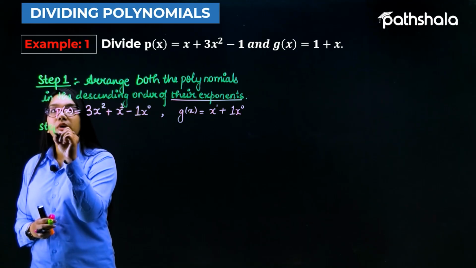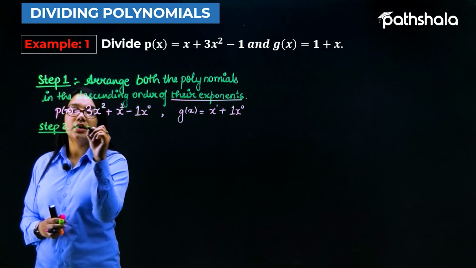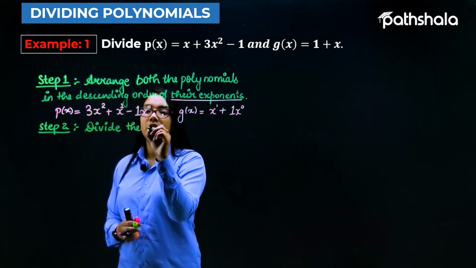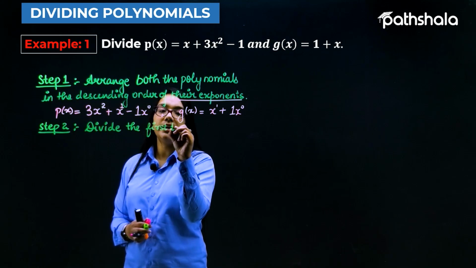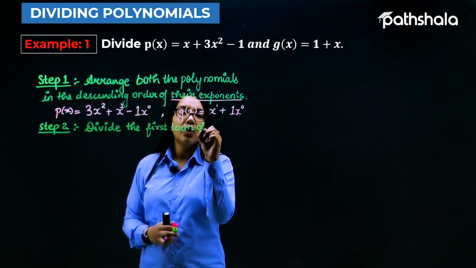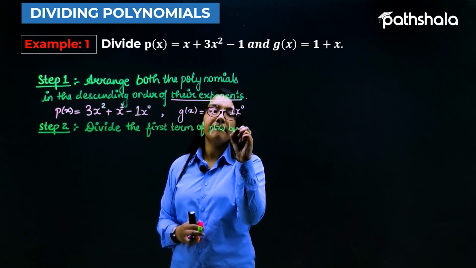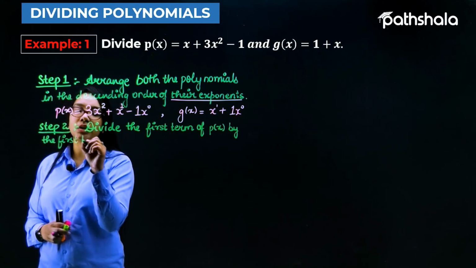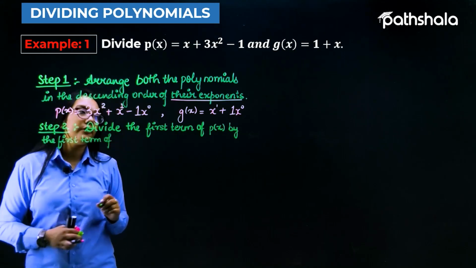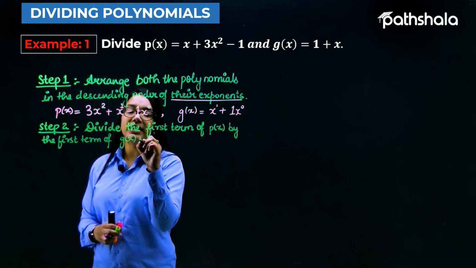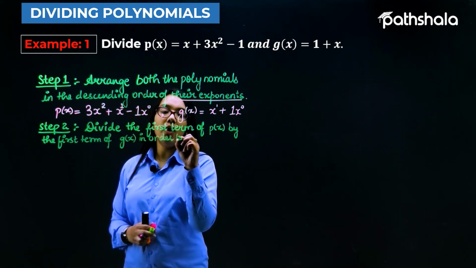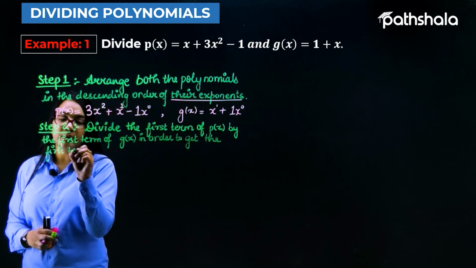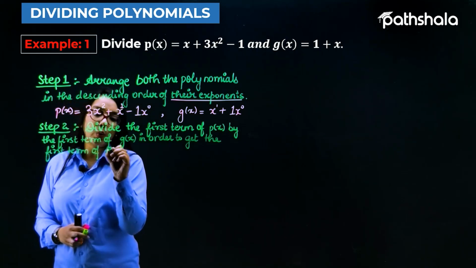What is step number 2? Step number 2 says divide the first term of p(x) by the first term of g(x) in order to get the first term of the quotient.